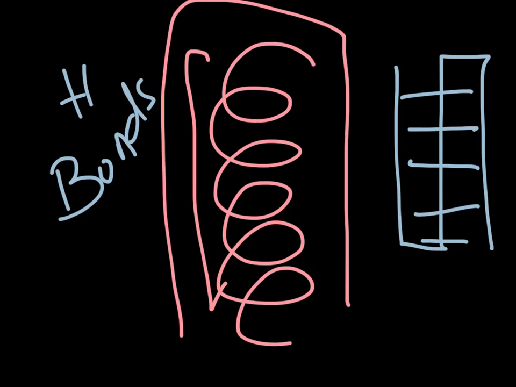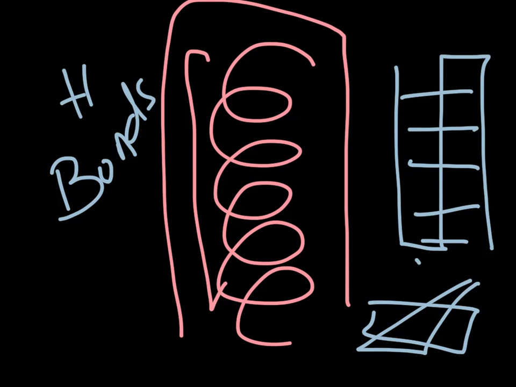And with these betas, they can either form beta sandwiches and beta barrels. So beta sandwiches, it's just beta sheets that sit on top of one another. So they basically pile on top of one another. It's not that much of a big deal. But what else? So that's beta sandwiches.